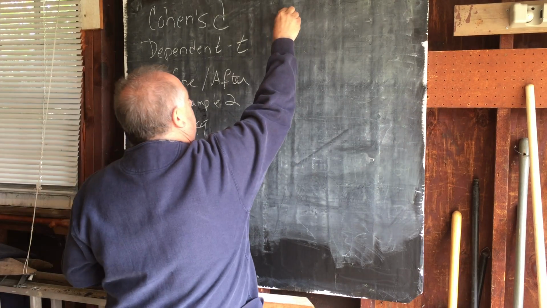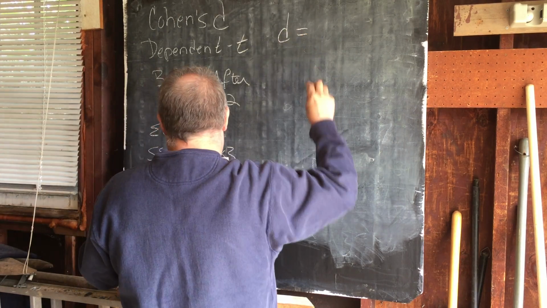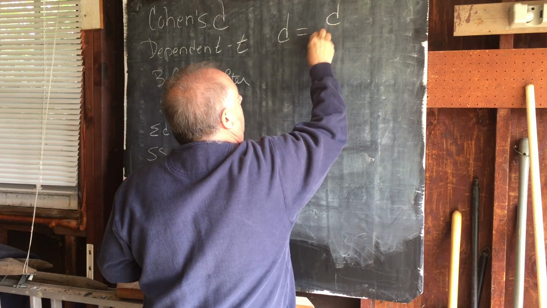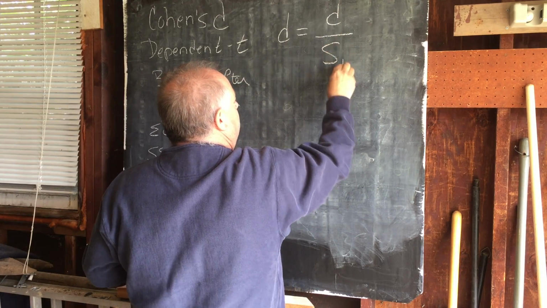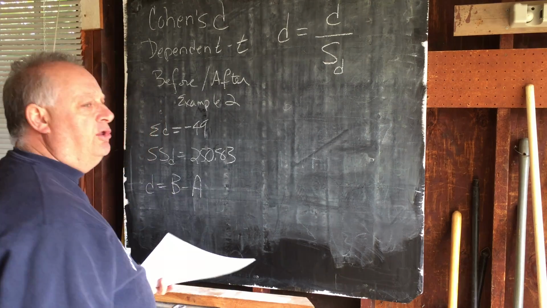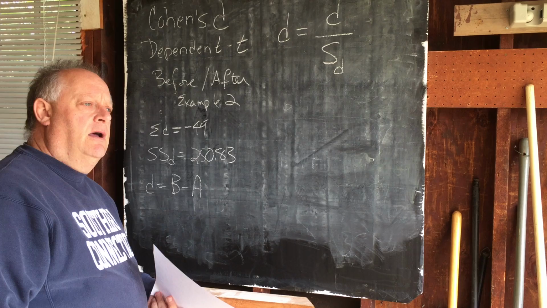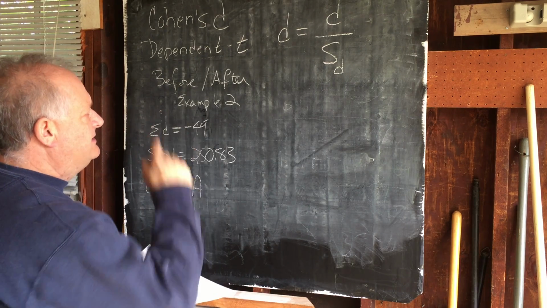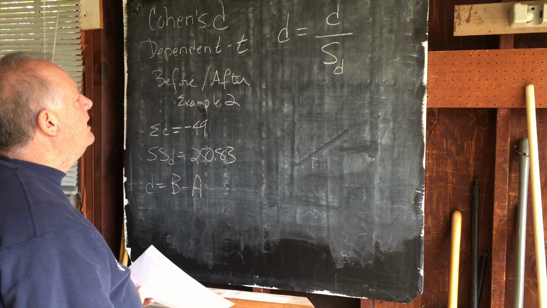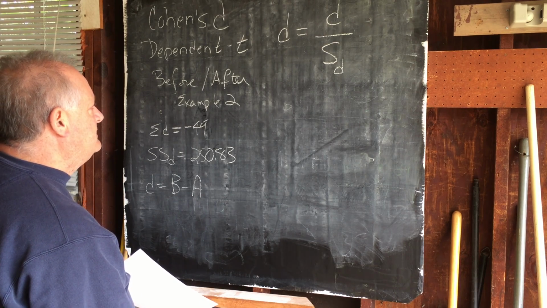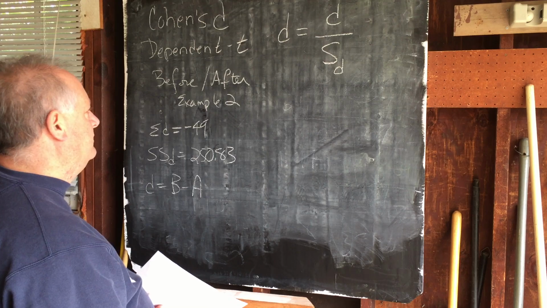Well, Cohen's D for dependent samples in this case is D bar divided by the standard deviation of D. If you look back, and you probably should review the slides from chapter 11 about Cohen's D, this was the last slide, the formula for dependent samples. So it's the mean of the differences divided by the standard deviation of the differences.